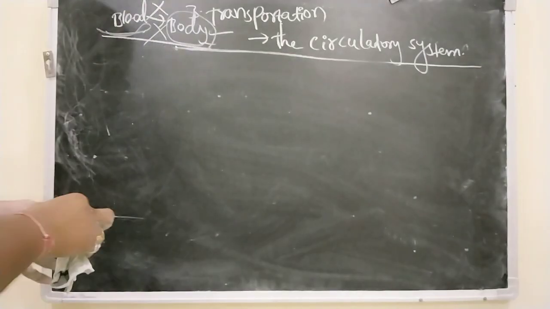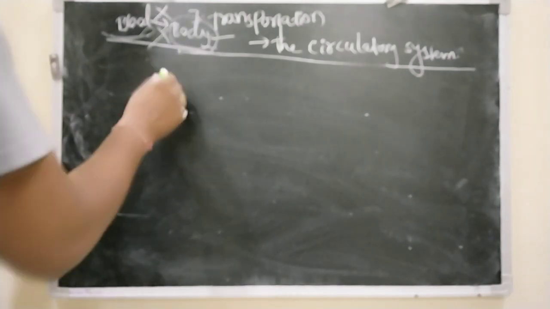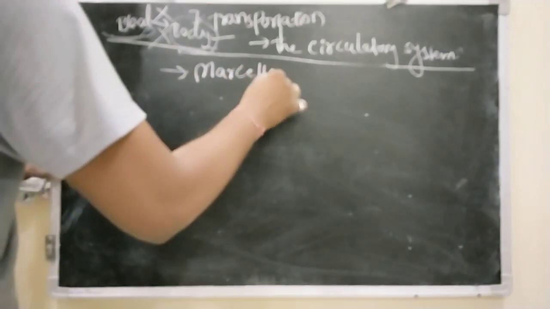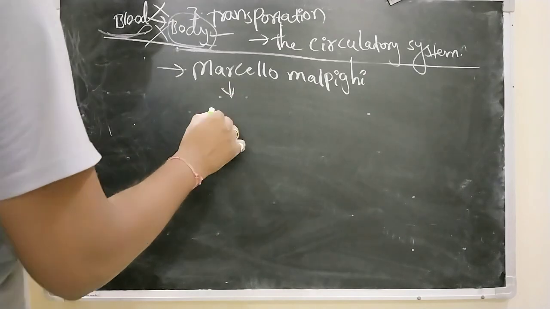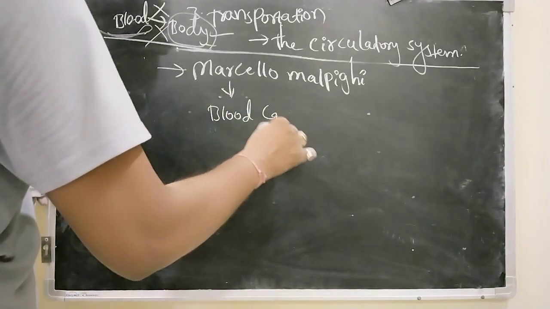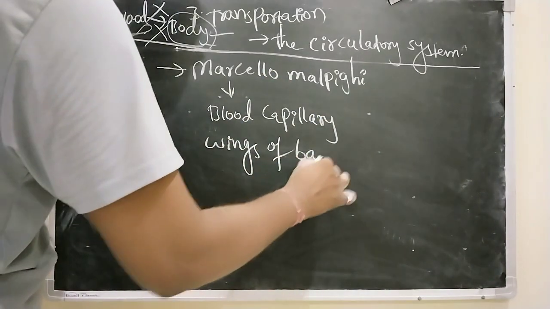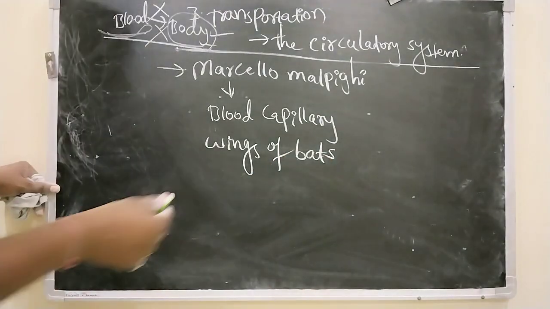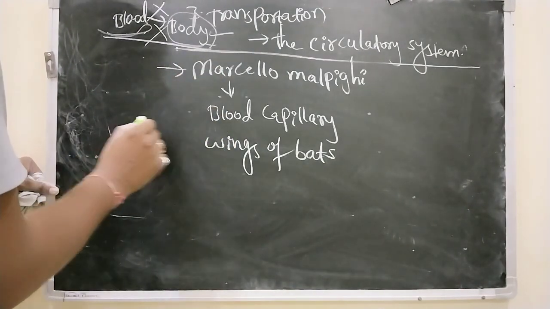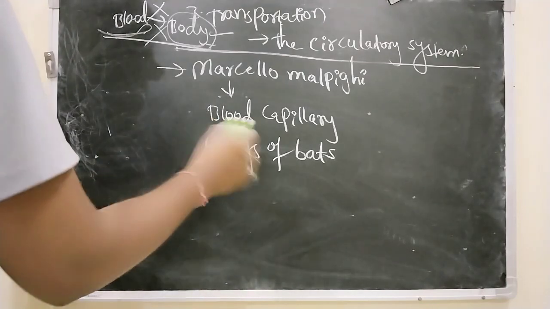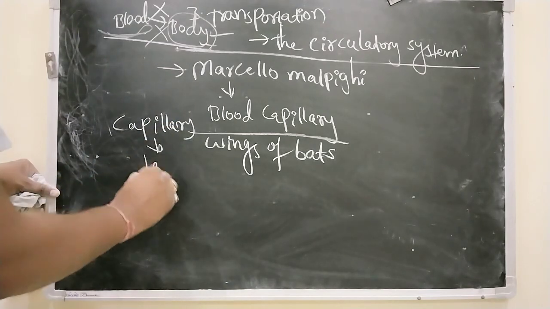But William Harvey did not know how blood is moving to minute cells or minute tissues in our body. Then came another scientist called Marcello Malpighi. Actually, he discovered blood capillaries. He studied the wings of bats, and he understood that these wings are richly supplied with blood vessels. Under a microscope, he saw these very small blood vessels and called them blood capillaries, where capillary is a Latin word which means hair.